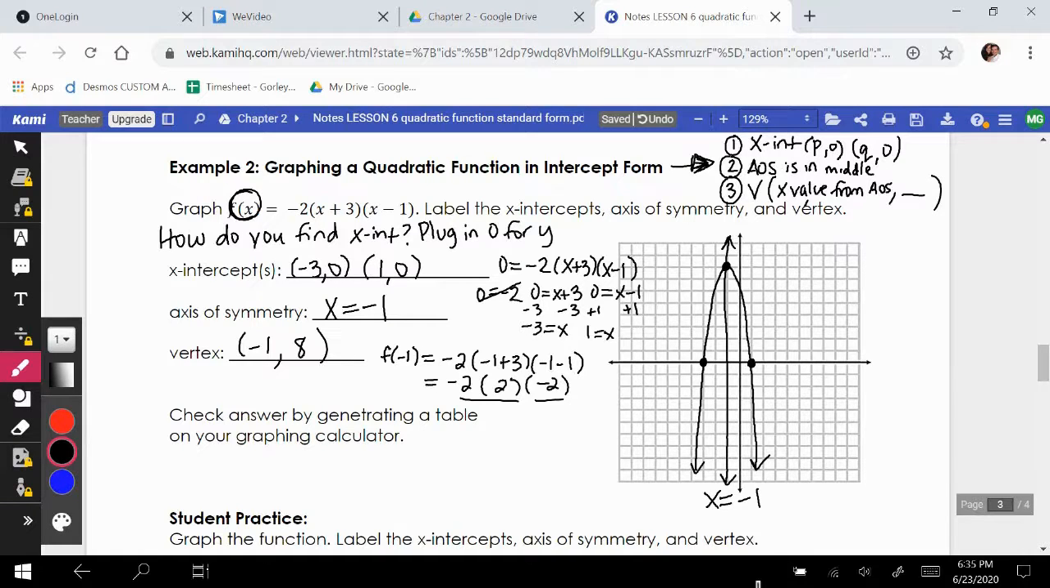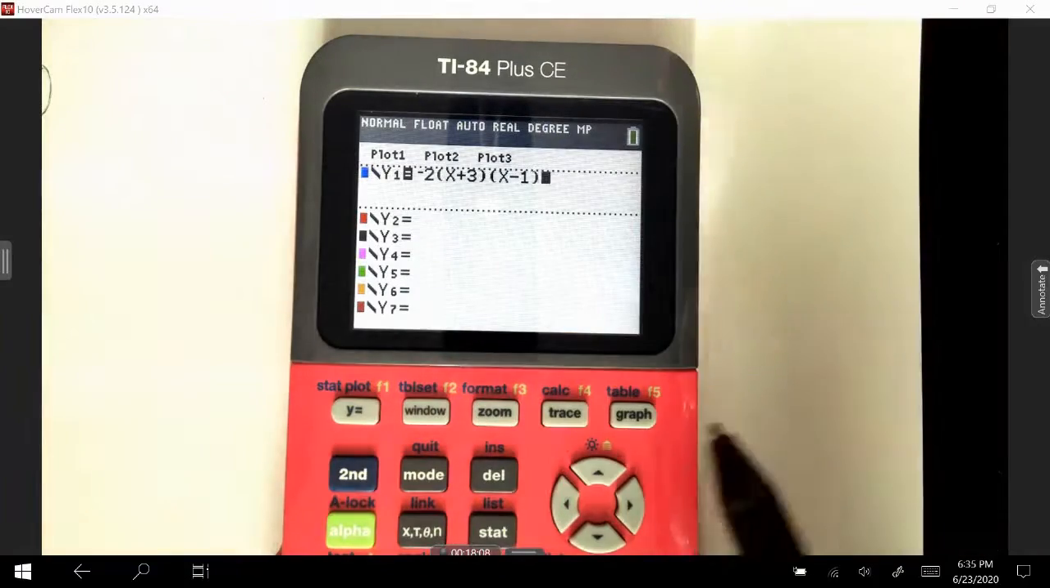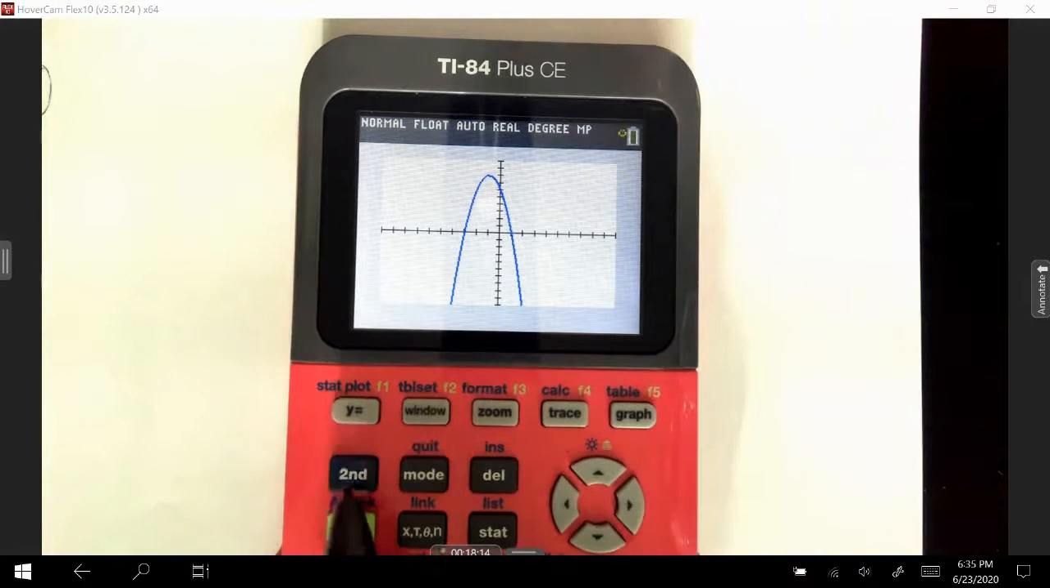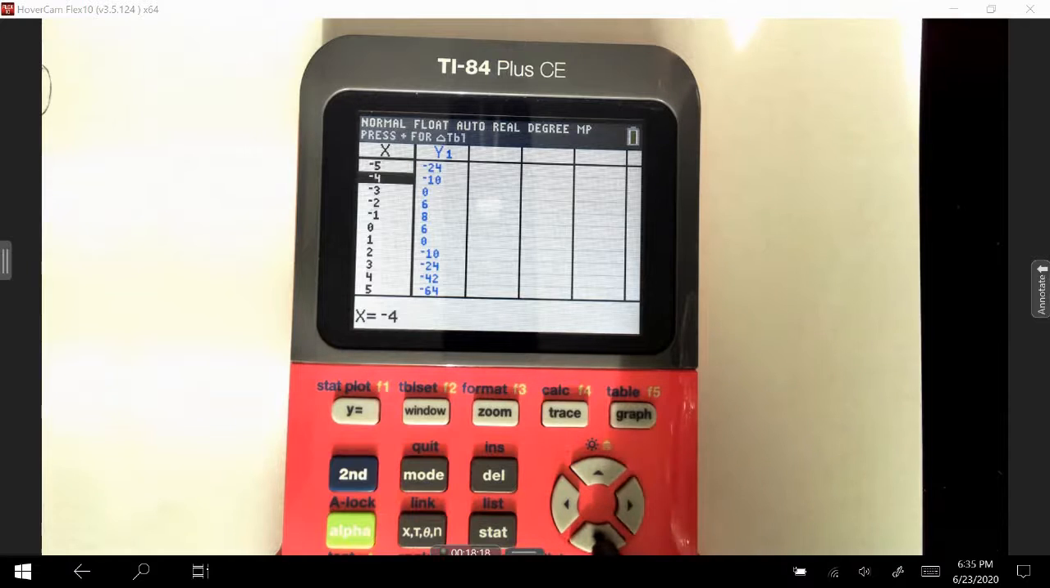Okay, if you want to check your work, you can generate a table on your graphing calculator. So just in my y equals, I'm going to go ahead and put in this function, -2 times x plus 3 times x minus 1. I'll show you what that looks like. I'm going to hit graph to check my work. It does look like the graph I got. Let's go ahead and go into a table, second table. Here's some points I could have plotted.